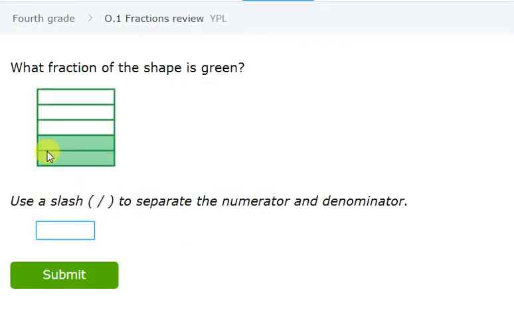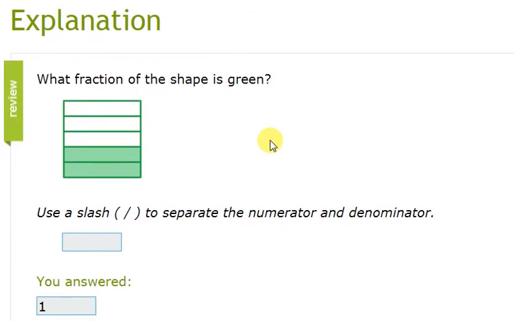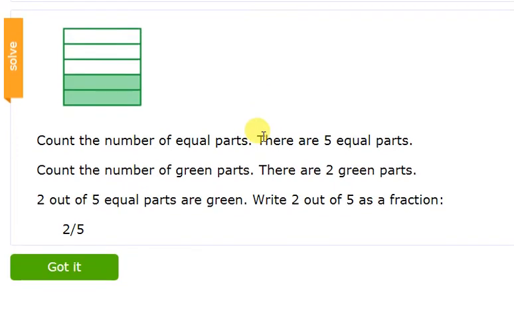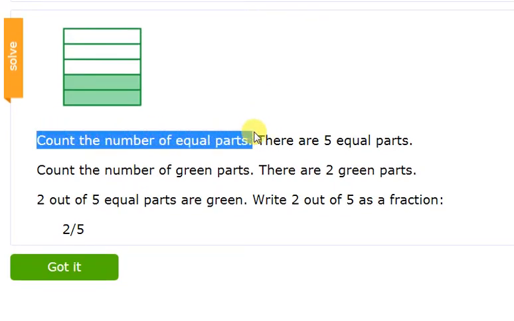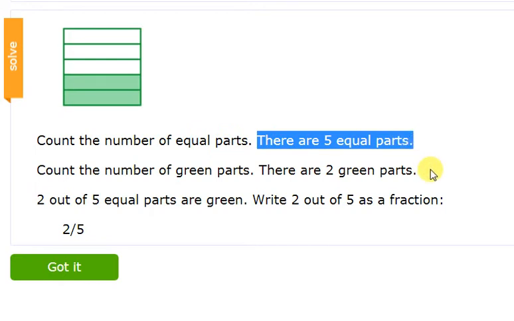Again we have a different type of shape, but the method will be the same. Again you will count the total number of equal parts and the shaded parts. Let me give the wrong answer so that we can have an example and understand it from there. So what are they counting first? Count the number of equal parts. 1, 2, 3, 4, 5. So there are 5 equal parts.